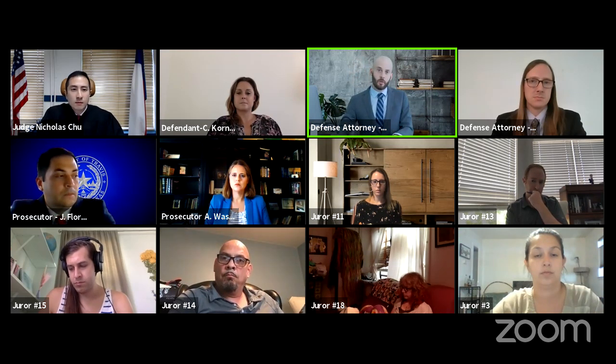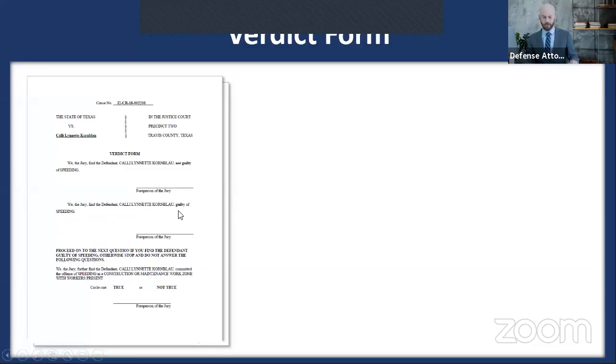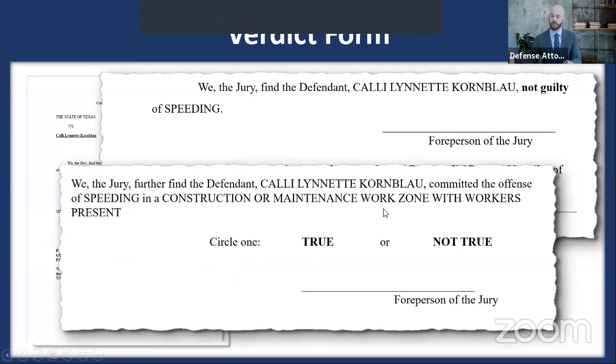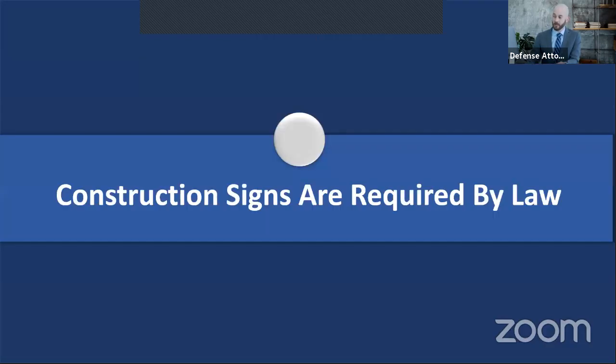Now you've received already, or you will shortly, the instructions from the judge and the verdict form. And it does have 2 questions on there. And I encourage you to start with the second one. I think it's going to be the easiest way to process this all. Has the state proved beyond a reasonable doubt that Callie Kornblau was in a construction zone with workers present? And remember what we saw on those body cams. Remember what we saw in those pictures.